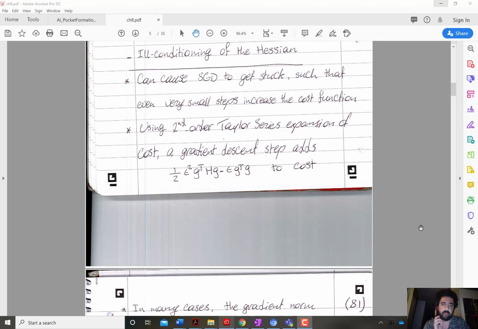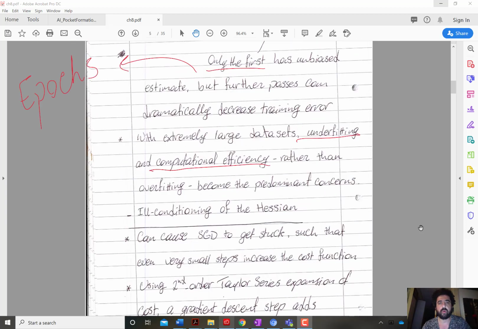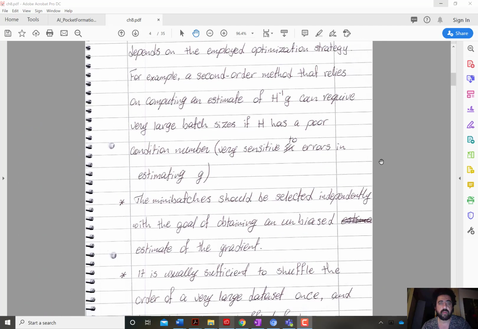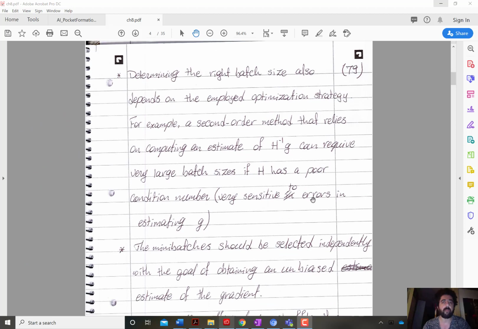So last time we mentioned that for second order methods, the computation, the update of the parameter depends on H inverse G. So if H has a poor condition number, that could be problematic because you're very sensitive to errors in G. And condition number means that the ratio between the maximum and minimum eigenvalues is large.